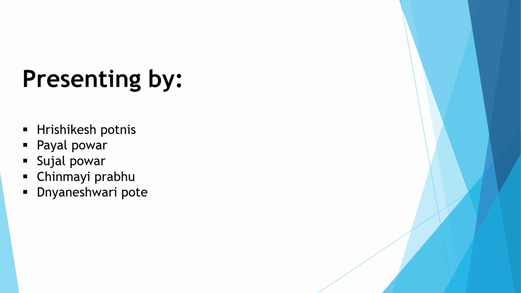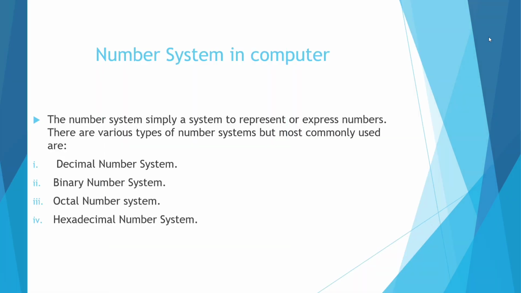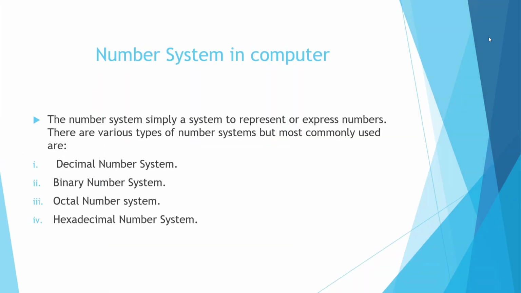Our topic for presentation is number system. Number system in computers. The number system is simply a system to represent or express numbers. There are various types of number systems, but the most commonly used are decimal number systems, binary number systems, octal number systems, and hexadecimal number systems.